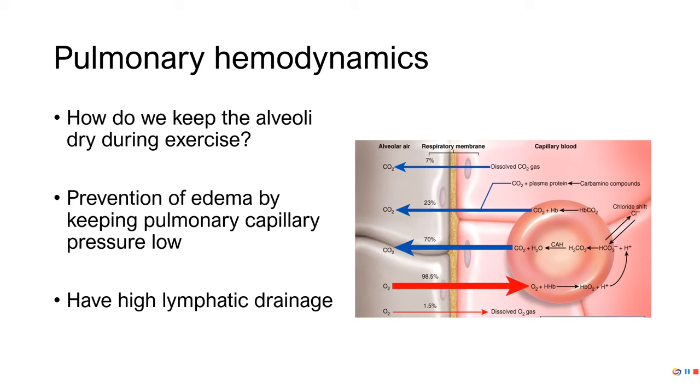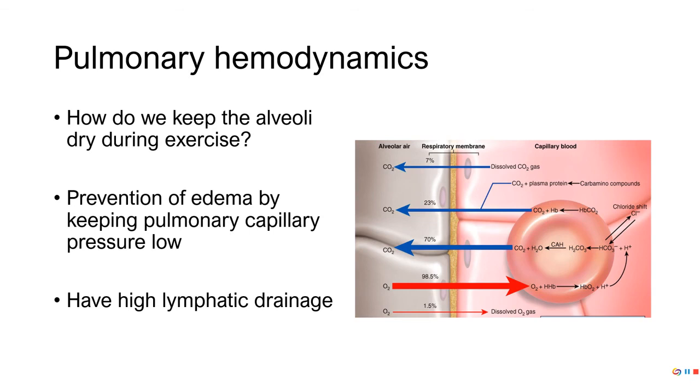We've also got high lymphatic drainage. Okay, so your lymph system takes fluid away. All right, but we want to minimize the pressure that's in there so we don't force more water out, so we overwhelm the lymphatic system, that sort of thing. And so there's 2 ways that we can minimize pressure.